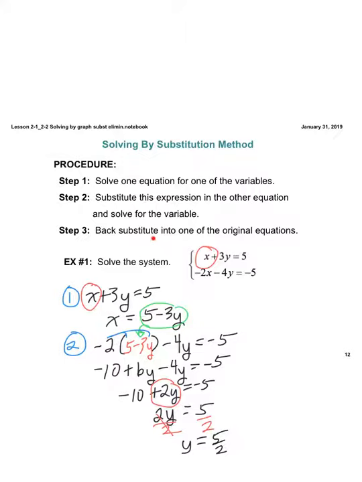So then step 3 says back substitute into one of the original equations. So we're going to take this value for y, and you can substitute either here into that y or here into this y. I'm going to choose a coefficient that if I plug this in, the 2 is going to cancel, if at all possible. So if I put 5/2 in here for this y, 5/2 times 3 still gives me an ugly fraction. But if I put 5/2 and multiply it times negative 4, the 2 here is going to cancel with that 4. So I choose to plug it into the second equation.